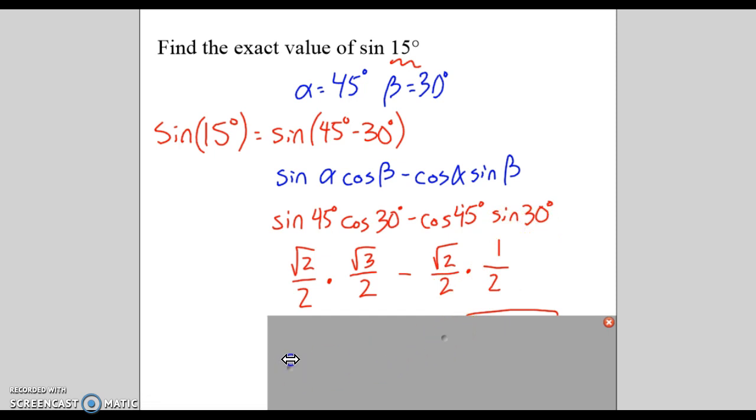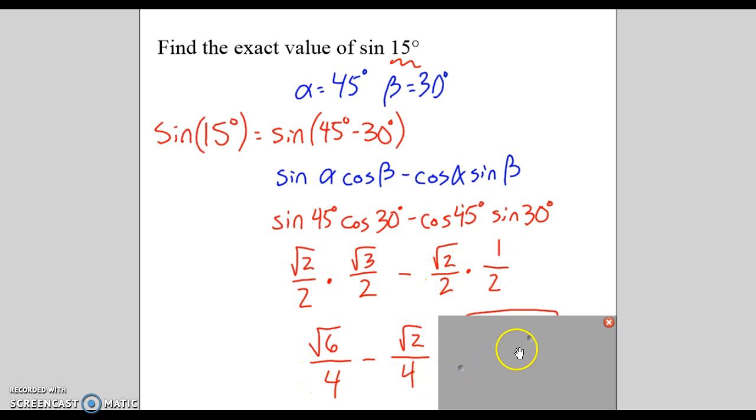Then I'm going to simplify that. So I'm going to multiply those first two fractions together. And when you multiply fractions together, multiply across the top and multiply across the bottom. Yes, you can multiply square roots. Square root of 2 times square root of 3 is square root of 6. And then 2 times 2 is 4. Multiply those two together and I get the square root of 2 over 4.